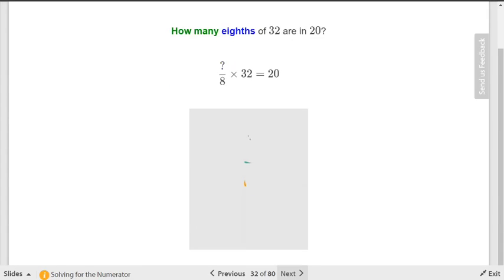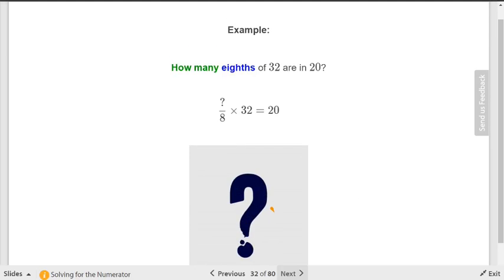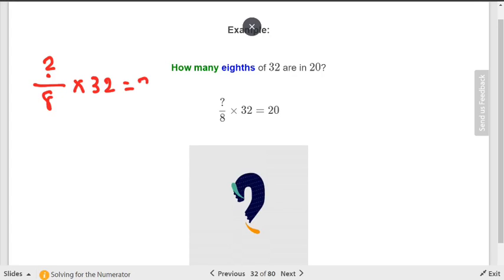So here we go. How many 8ths of 32 are in 20? Okay? So this is a very similar problem. We have some number that we don't know, but we're looking at 8ths, times 32 equals 20. Okay? This is an example we want to work.